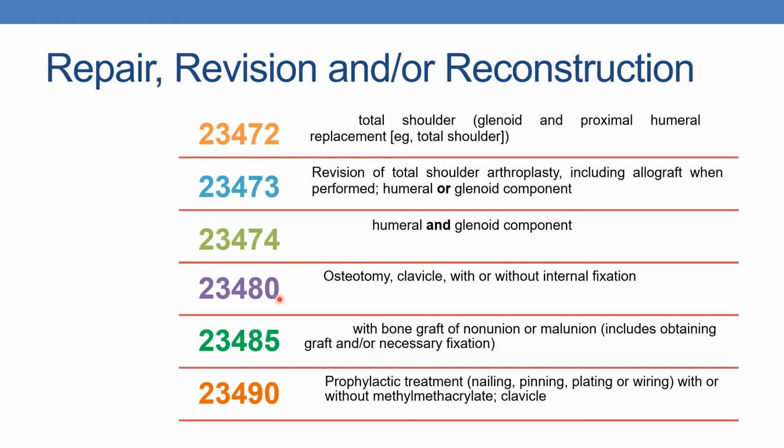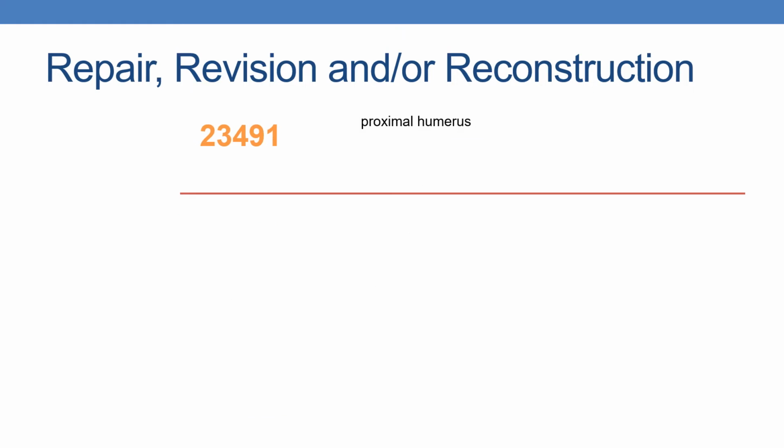The next is 23480. Osteotomy clavicle with or without internal fixation. The next is 23485. Osteotomy clavicle with bone graft of nonunion or malunion, including obtaining graft and necessary fixation. The next is 23490. Prophylactic treatment, nailing, pinning, plating and wiring with or without methylmethacrylate clavicle. Prophylactic treatment of clavicle is given by 23490. Whereas prophylactic treatment of proximal humerus is given by 23491.